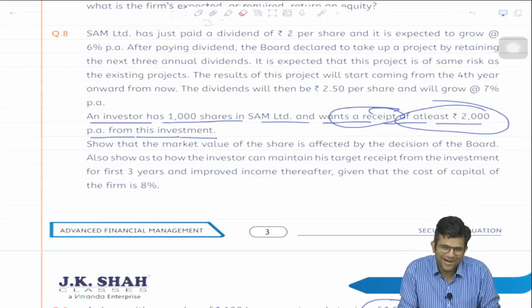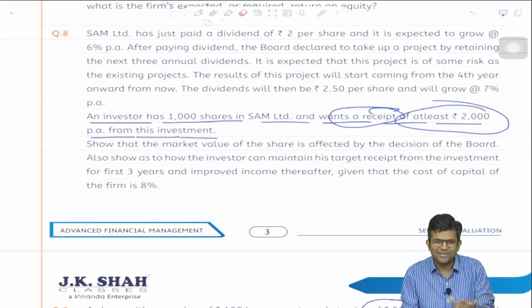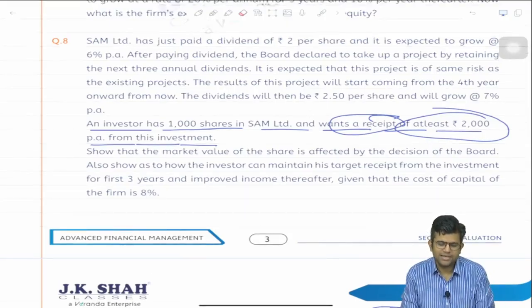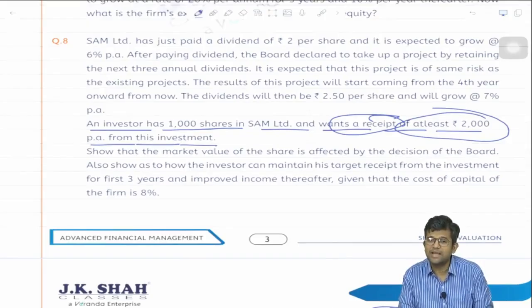I will now go ahead. So this investor has a girlfriend, for example, or has a friend. To this friend, this investor wants to give 2000 rupees gift every year. Commitment is there. For that, this investor has purchased shares. And this share, do you realize, did give him 2000 rupees last year?